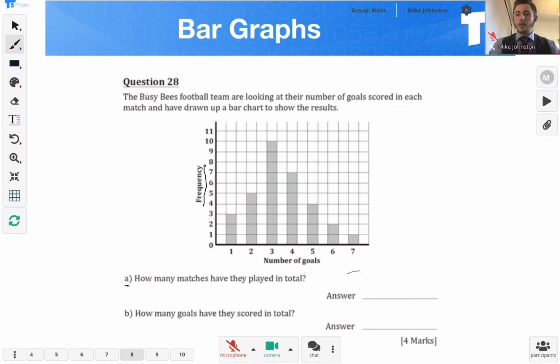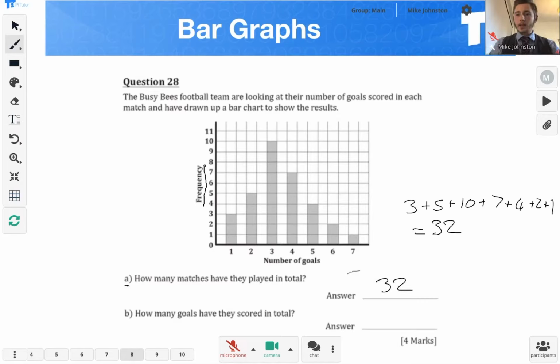Okay, so first we've got 3, then 5, then 10, then 7, then we've got 4, then 2, and 1. So 3 plus 5 is 8, plus 10 is 18, plus 7 is 25, plus 4 is 29, plus 2 is 31, 32. So that means 32 matches have been played in total.